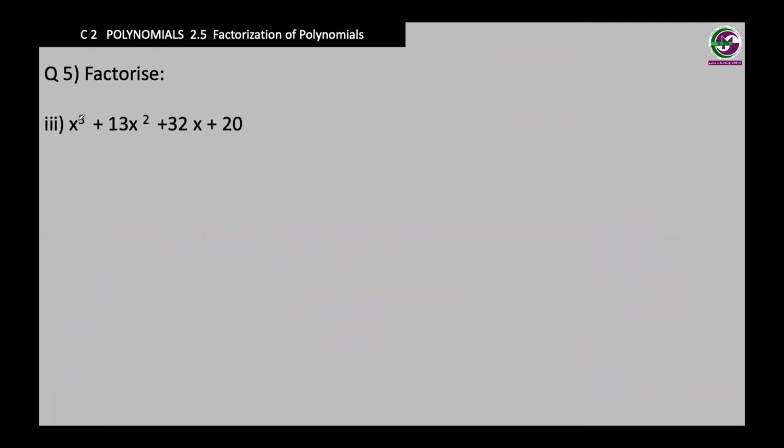Great. Now moving on to part 3. Again, this is a polynomial with power 3, so we have to see the factors of 20. What are the factors of 20? 1 times 20 is 20. So 1, 20, 4, 5, 10. These are the factors of 20.